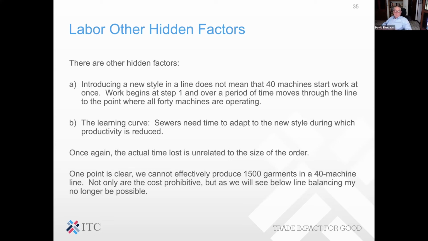Although one thing has become clear, and this is really important, if you're producing 1,500 pieces, you can't use a 40 machine line. Not only, by the way, are the costs prohibitive, but the reality is that you can't balance the line any longer. Why? Because once you get below a certain quantity, you no longer can have 2 workers for one operation, 1 worker for another. In the end, you're dealing with fractions of workers. You can't deal with a fraction of workers.